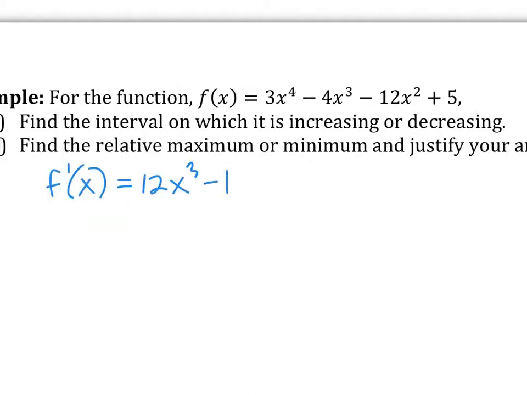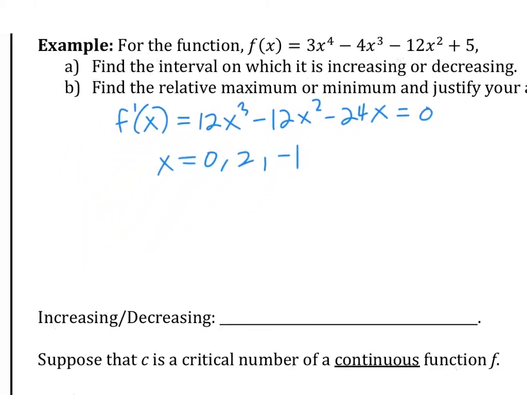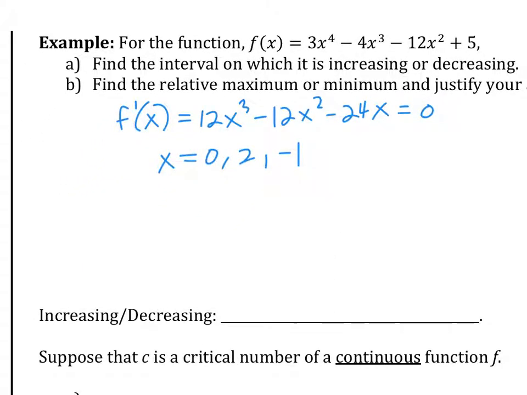12x cubed minus 12x squared minus 24x equals 0. All right, so go ahead and find the critical points, and then we'll come back together and do maximum, minimum, and increasing, decreasing. Okay, where are my critical points? 0, 0, yes. Okay, once you have the critical points, what you're going to do is you're going to draw a sign chart.